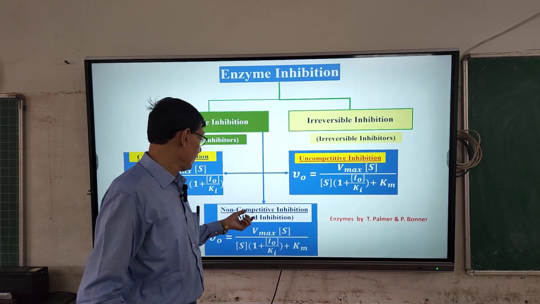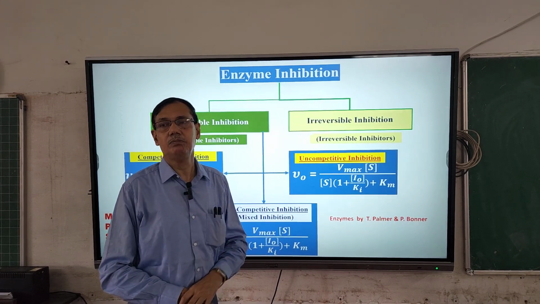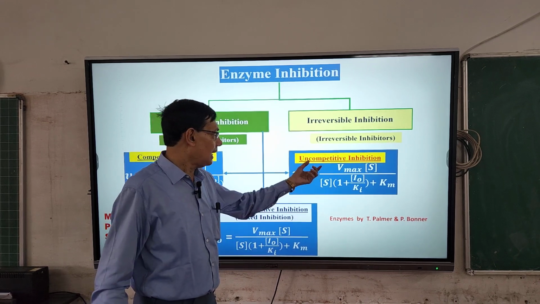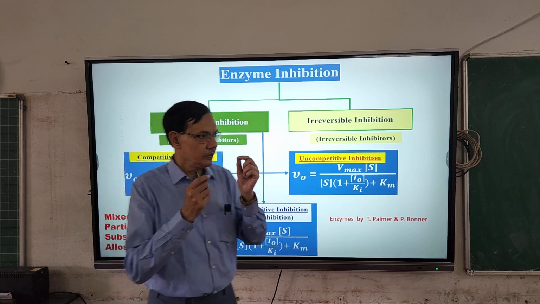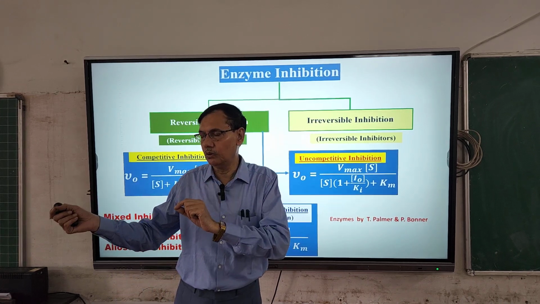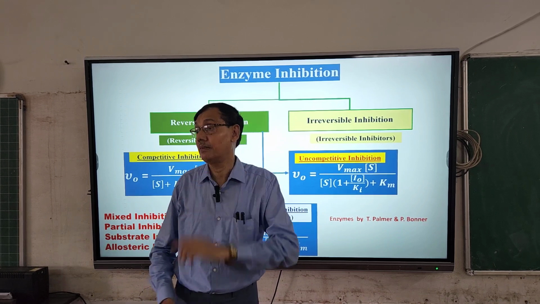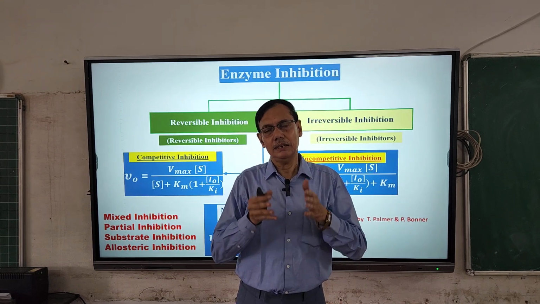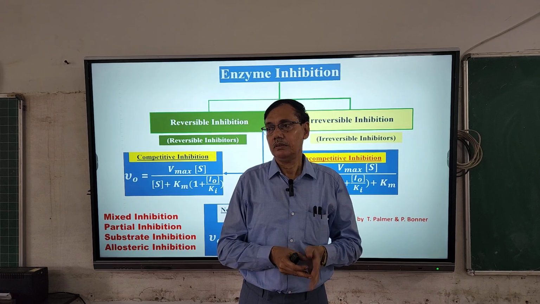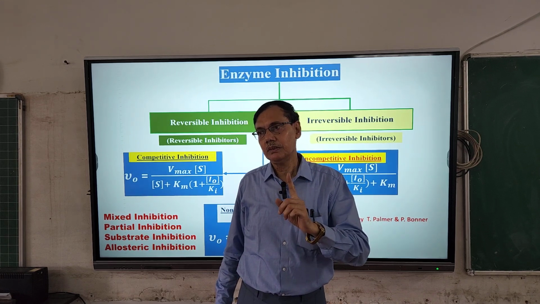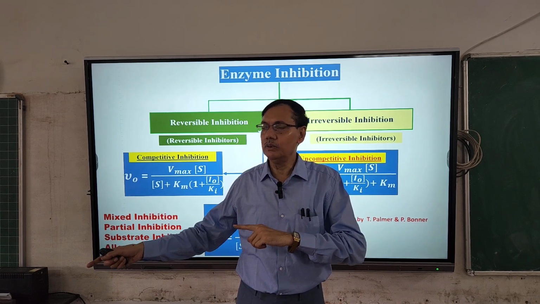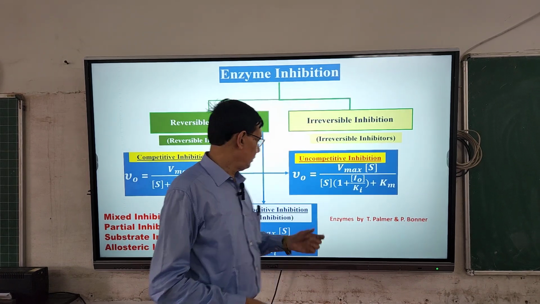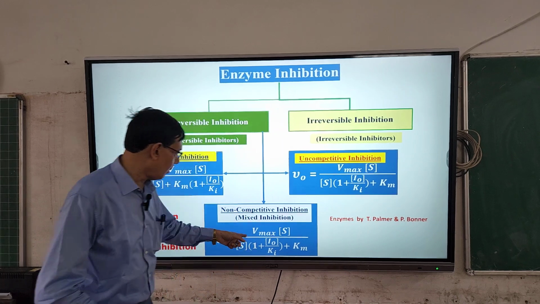But sometimes, if it is an uncompetitive inhibition, maybe both Km as well as Vmax are affected. Uncompetitive inhibition means there is no direct competition between the inhibitor molecule and the enzyme for the active site. But once the enzyme forms an enzyme-substrate complex, that enzyme-substrate complex binds with the inhibitor. That is called uncompetitive inhibition. And last is sometimes called non-competitive inhibition.